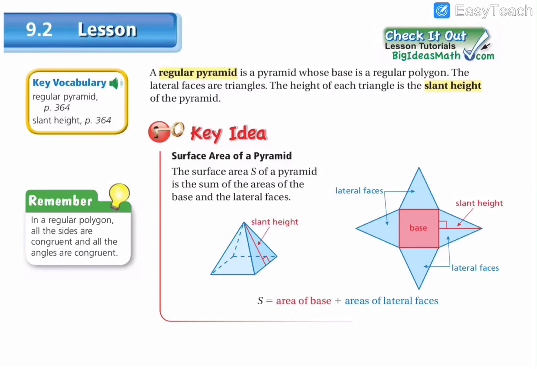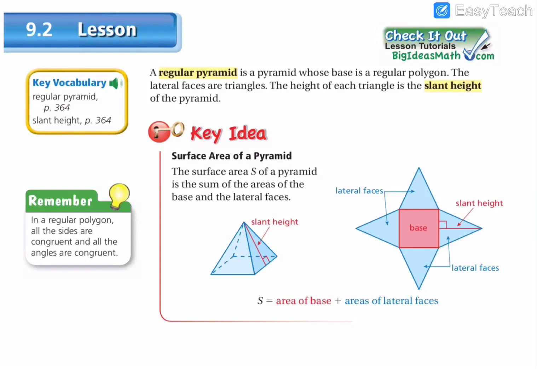Now we are going to move on to 9.2, which is surface area of pyramids. So the concept of surface area is still the same thing. It's like you are wrapping the outside of this geometric shape. So pyramids are all the same because they come to a point.